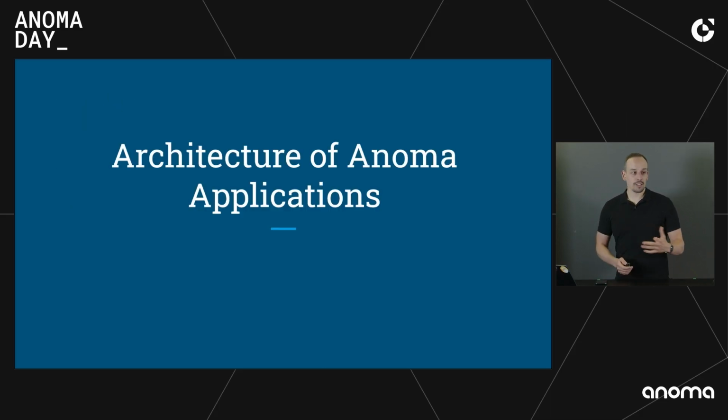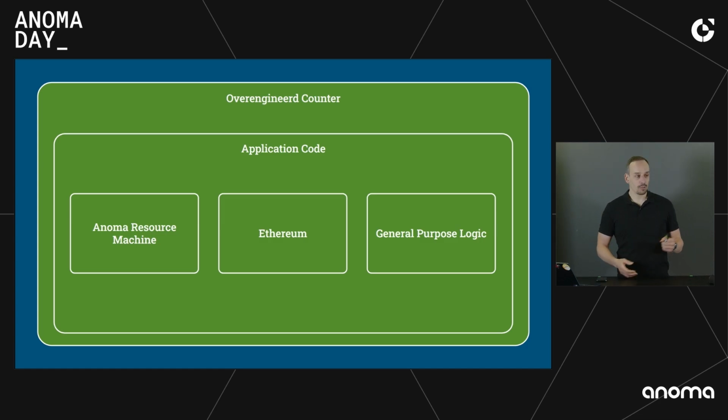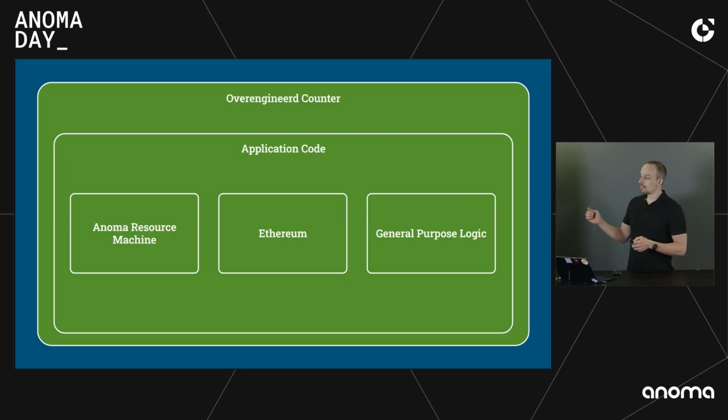But let's go over the architecture of a counter application. If you want to build this counter application, you will need three things. First of all, you will need general purpose logic. This general purpose logic will define things like how do I increment a counter? What happens when I click a button to increment this counter? You will also need to interface with Ethereum because, as Artem explained, the protocol adapter lives on Ethereum. So if you modify a counter, if you want to create one, somehow this information will need to end up on Ethereum. And you will also need the Anoma resource machine to deal with these resources that will represent your counter.